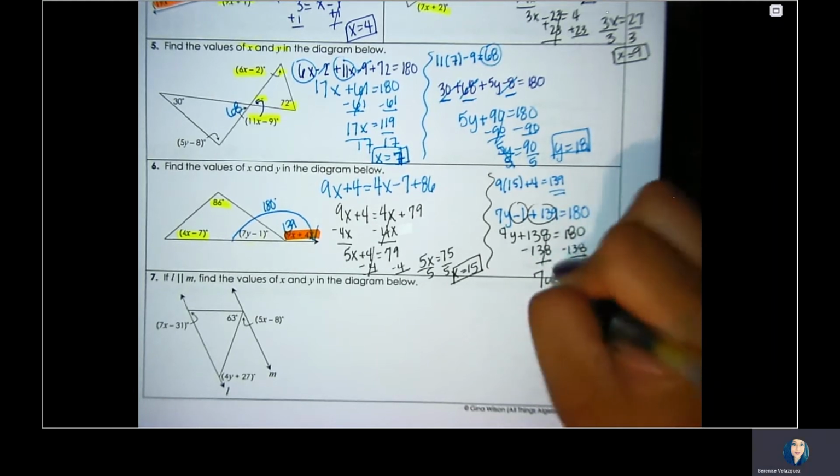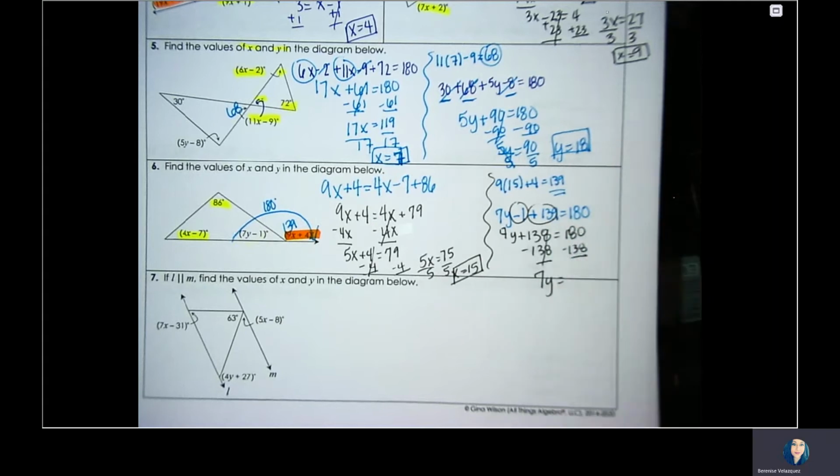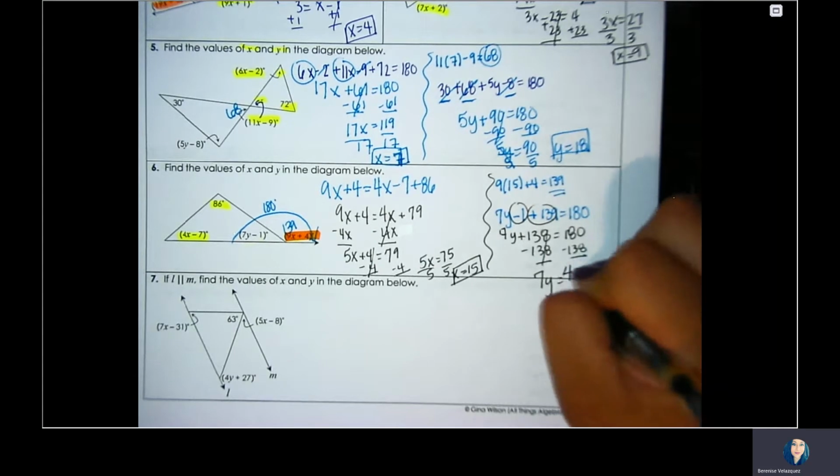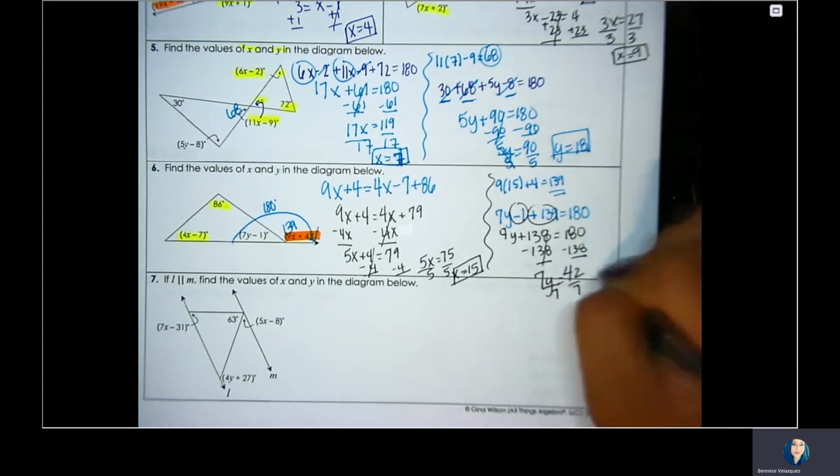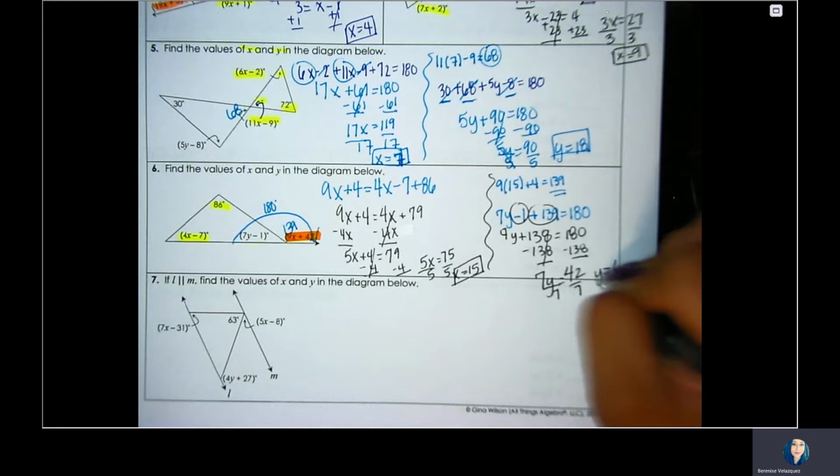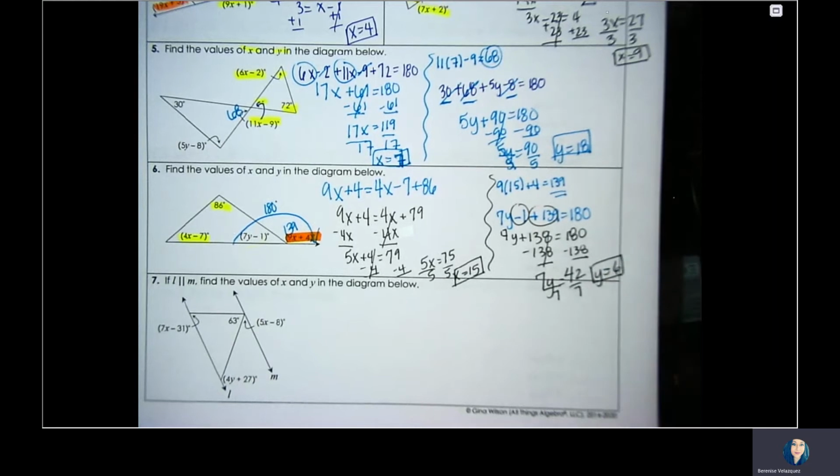And then you have 7y is equal to 180 minus 138, and it's 42. You should be able to get this one off the top of your head. Y is equal to 6. 42 divided by 7 is 6.